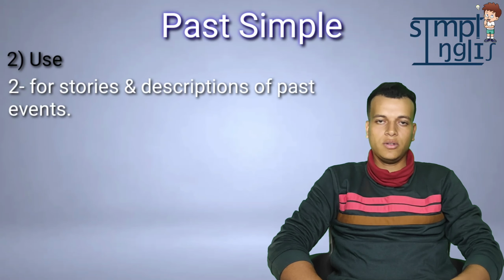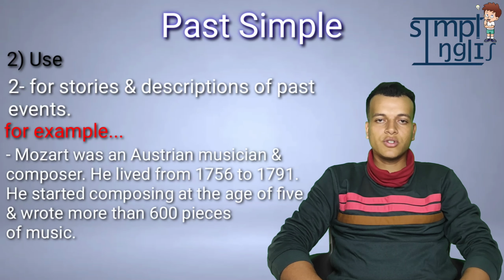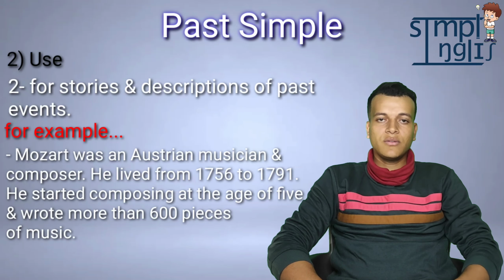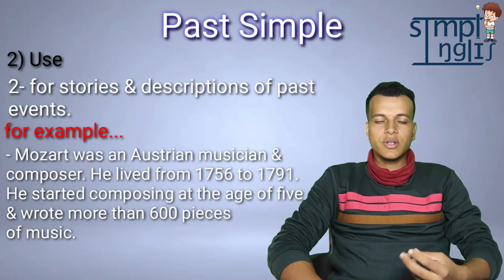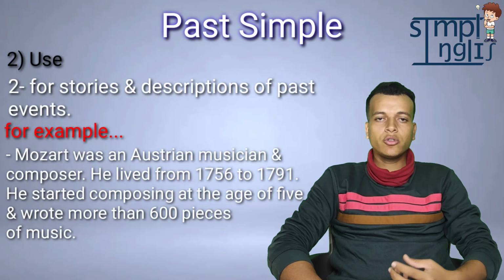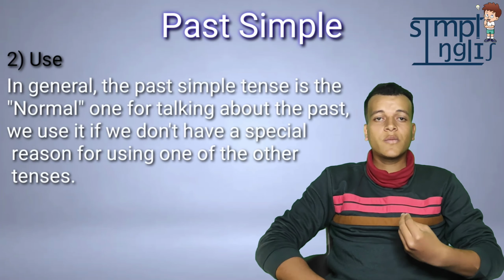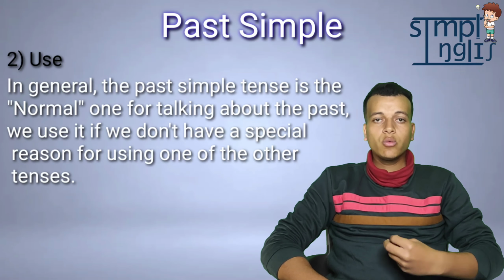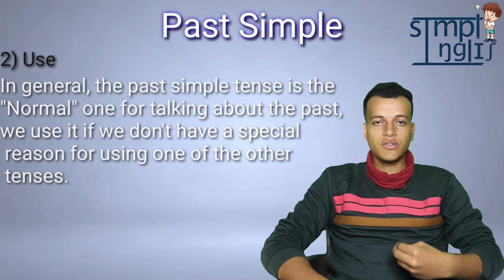Use the past simple for stories and descriptions of past events. For example, Mozart was an Austrian musician and composer. He lived from 1756 to 1791. He started composing at the age of 5 and wrote more than 600 pieces of music. In general, the past simple tense is the normal one for talking about the past. We use it if we don't have a special reason for using one of the other tenses.